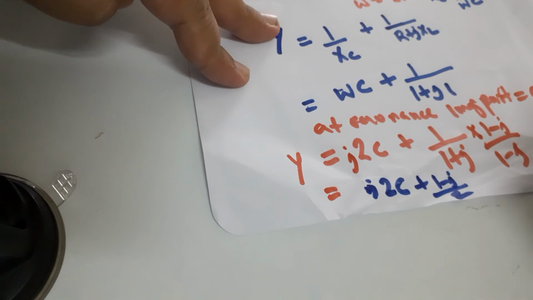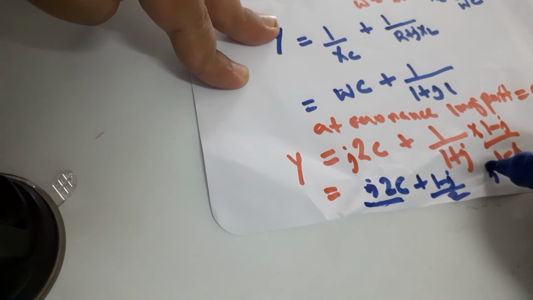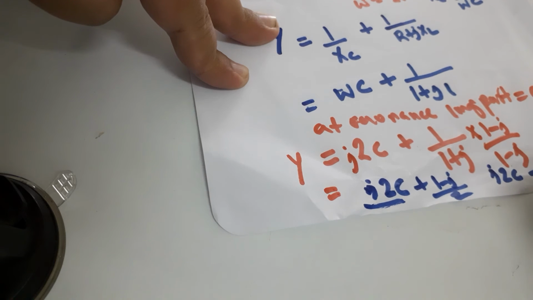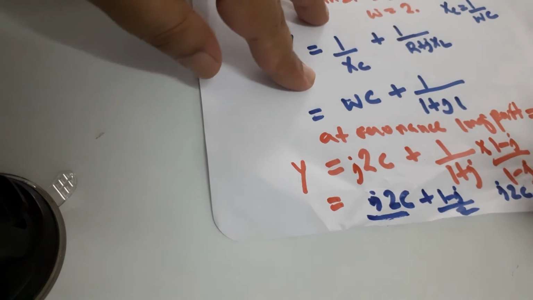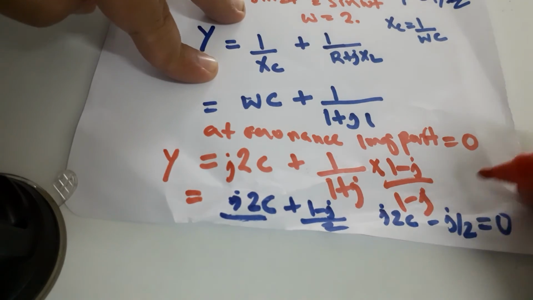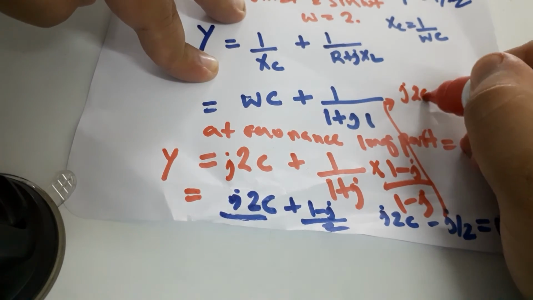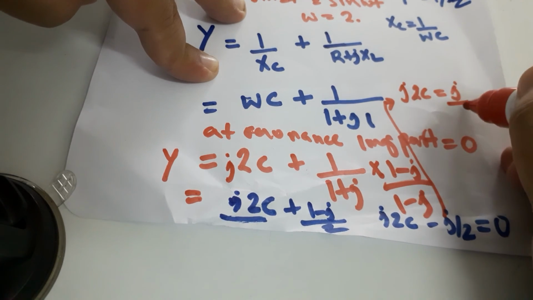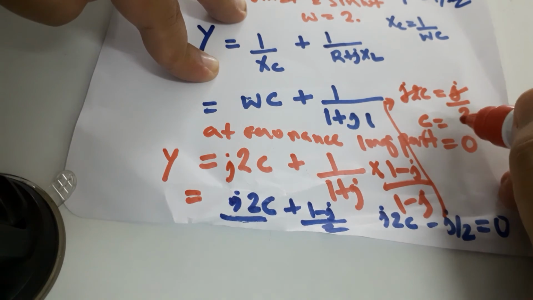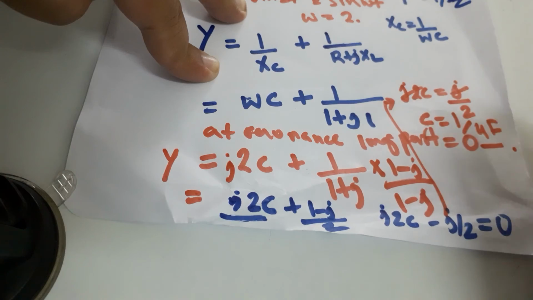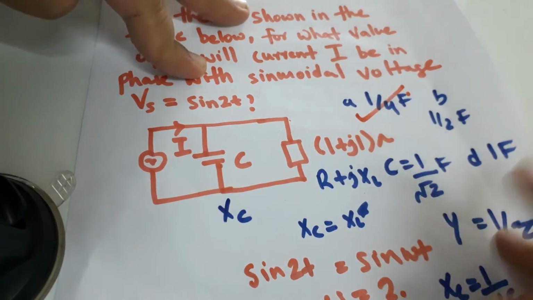Now you are left with the imaginary component. In the imaginary part you have j2C and minus j by 2, which is equal to 0. So j2C is equal to j by 2. J will get cancelled, and the 2 will go to the other side. C is equal to 1 by 4 farad. So answer A, 1 by 4, is correct.